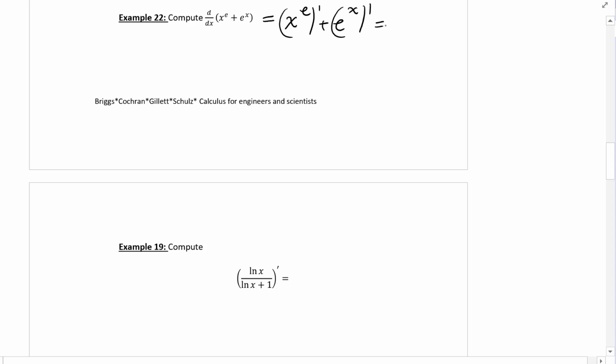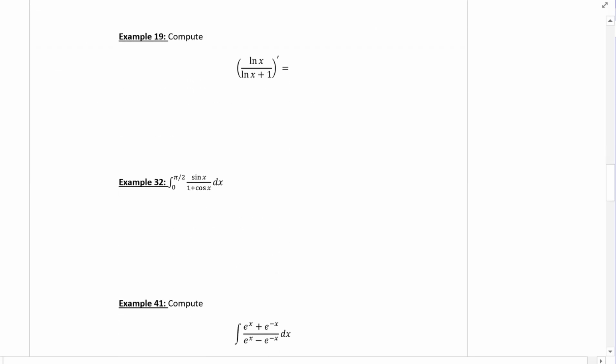Now x to the e prime, if it's a little bit confusing, well, let's think, what if it was x to the second prime? We would just use the power rule, so it would be 2x to the first, right? So e is a number, it's a constant. So when we differentiate, we use the power rule, so it's e times x to the e minus 1, and then e to the x prime is exactly e to the x. So this would be our answer.